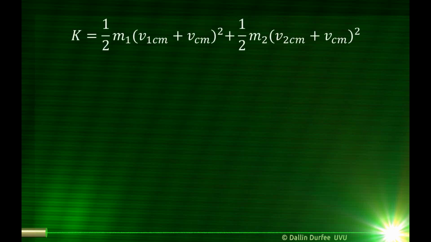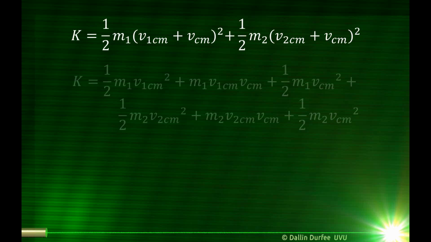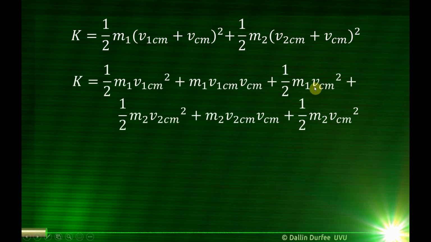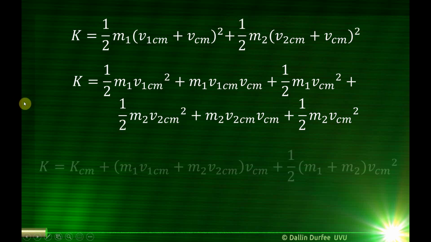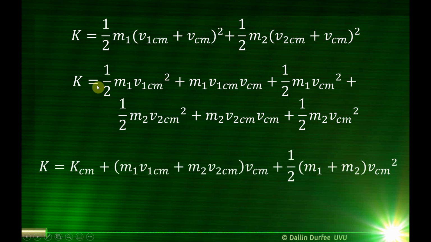Well, here it is. Let's expand the parentheses. When I expand this one right here, I get V1 center of mass squared, plus V1 center of mass times V center of mass, and then V center of mass squared. Then I do the same thing with this other term here. Notice that these two terms together add up to just the kinetic energy in the center of mass frame. And these two here add together to give this, and this has nothing to do with velocity 1 or velocity 2. So whatever we decide the final velocities of our particles should be, that term doesn't change.